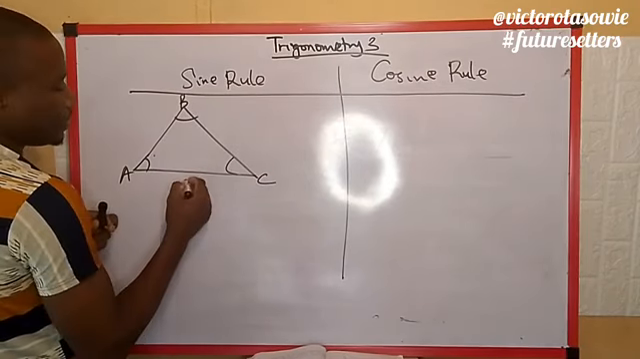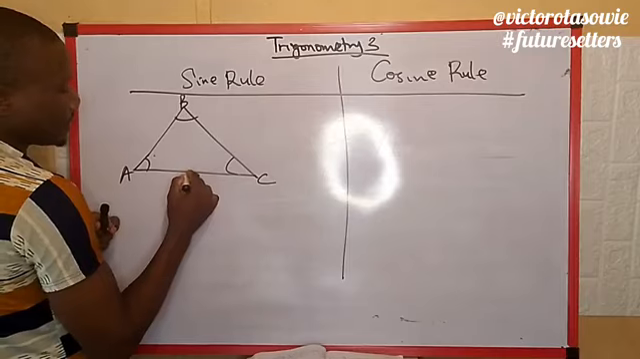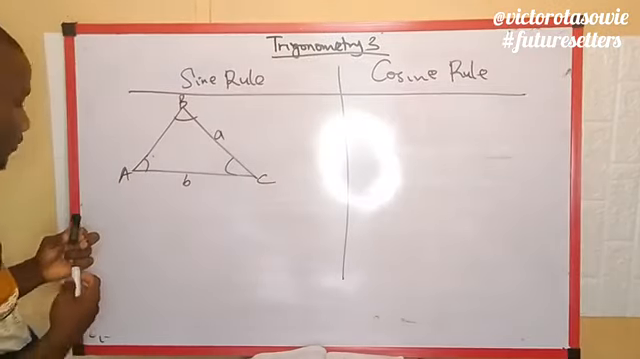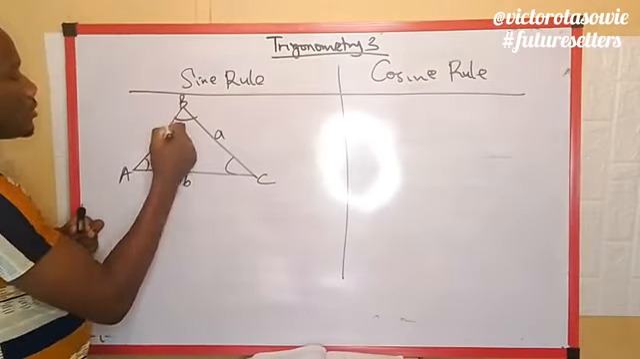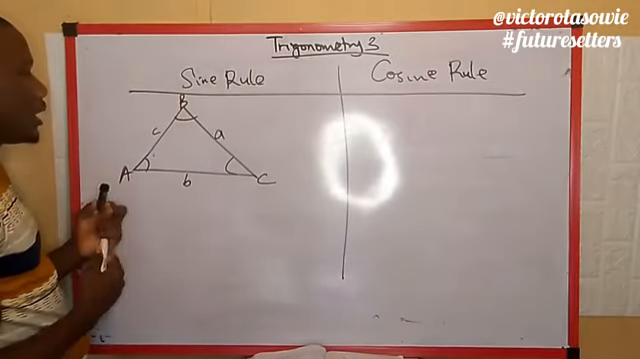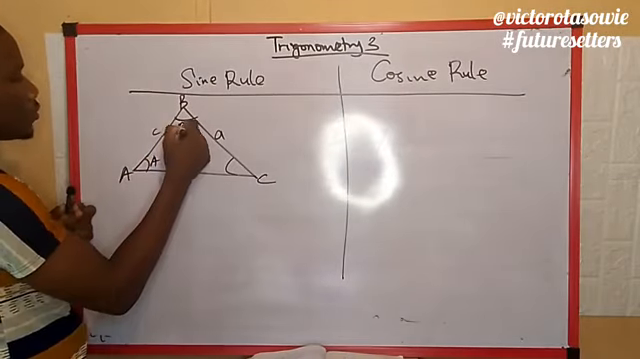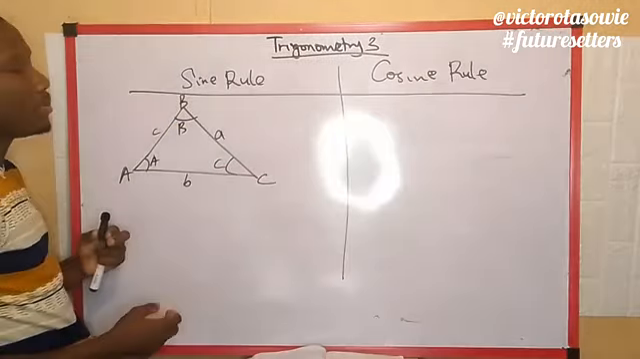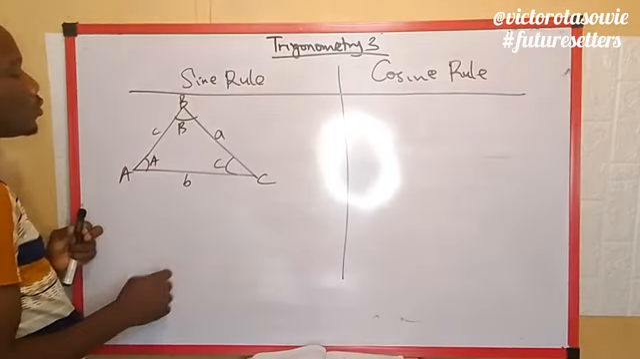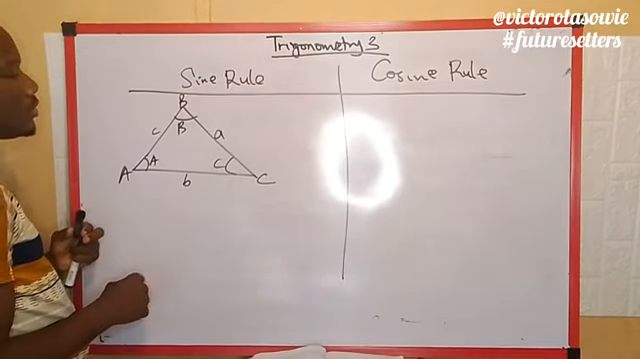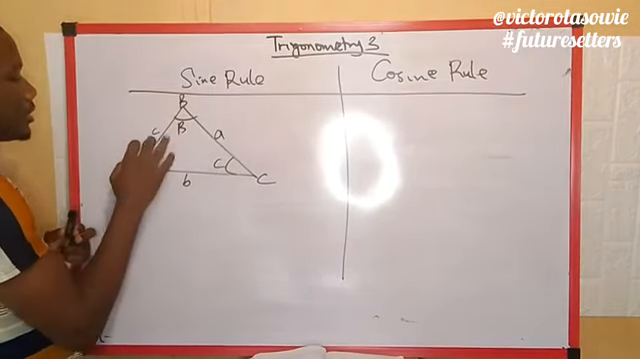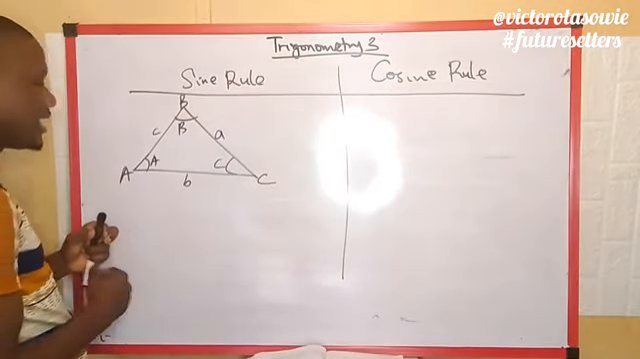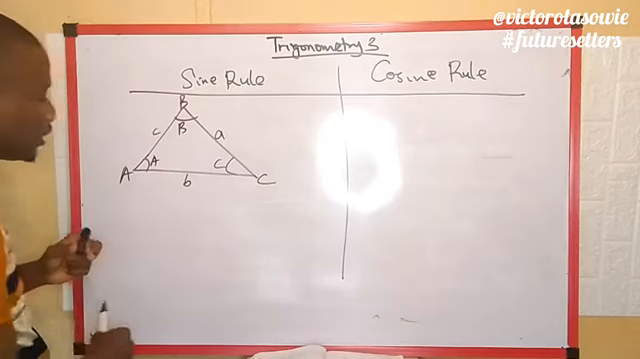Now the line facing big B is known as small b. The line facing big A is known as small a. The line facing big C is known as small c. But now we don't even know the values. We want to know the value of these sides and these angles. So maybe you are given A, B, C, or something like that, to find one of the angles. How will you go about it? This is where sine and cosine rule comes into play.